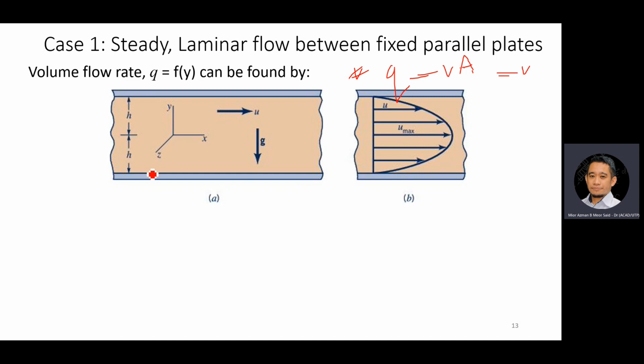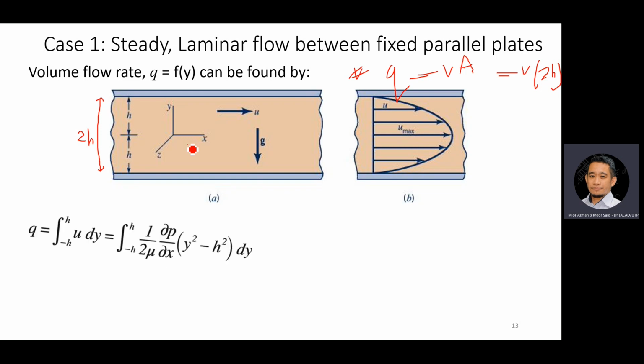So just this height here. Normally the cross-section area will be this height times the length that is coming out from this line. But because it's two-dimensional, you just multiply by 2h. So mostly the volume flow rate is velocity times just this dimension here, 2h. That will be our volume flow rate.